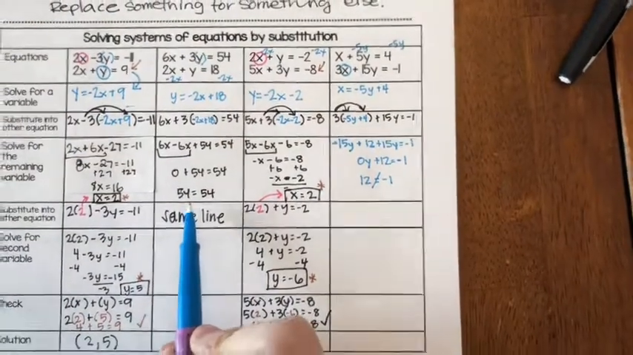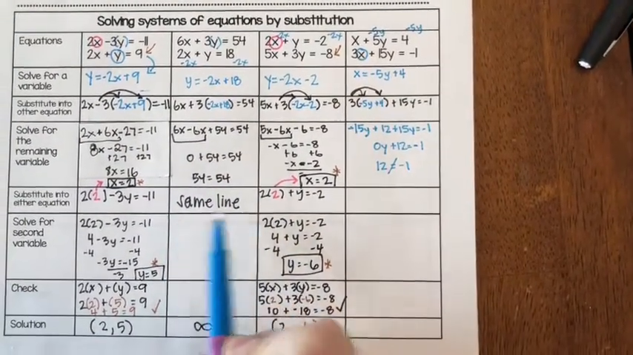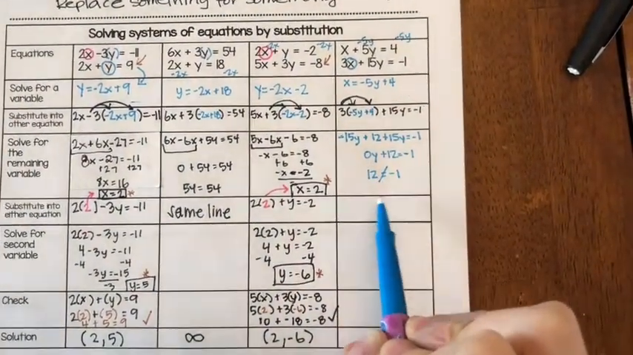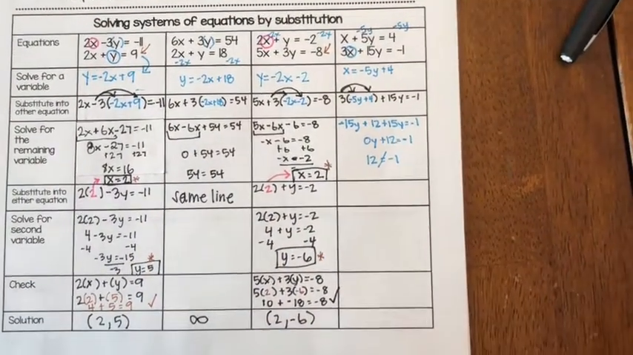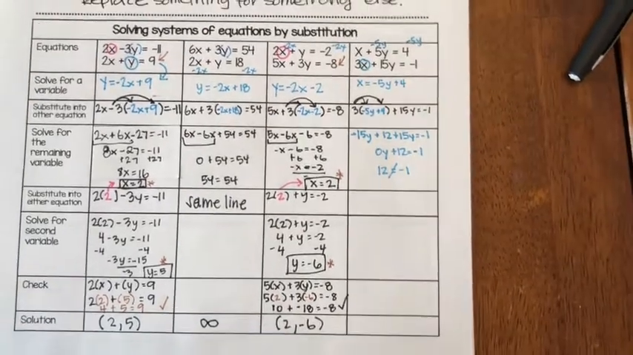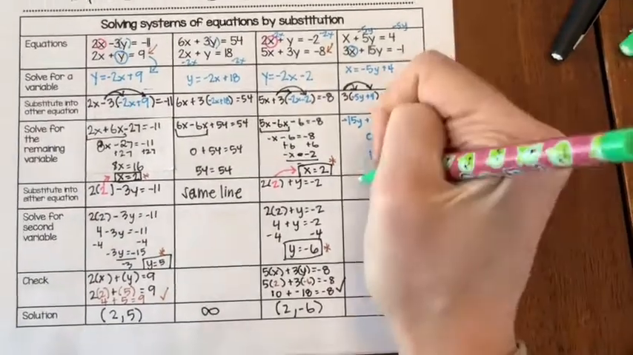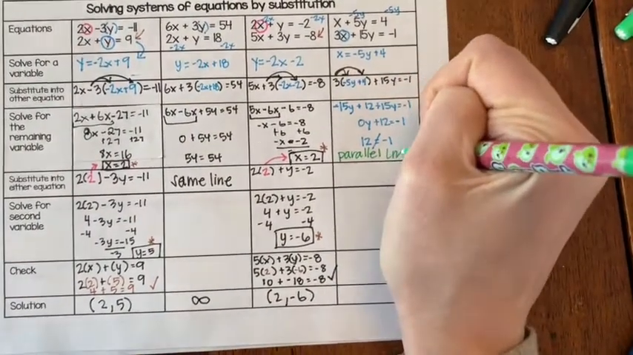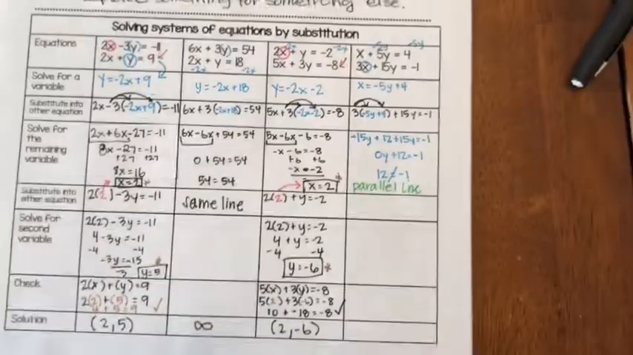So notice here we have 54 equals 54. So that's the same line. This way right here, this is two different lines, but they don't equal each other. I can't do this. And so what ends up happening is this one is a parallel line. And I'm going to show you how we can check this. So this has no solution, but let's go ahead and figure out how we can check this.